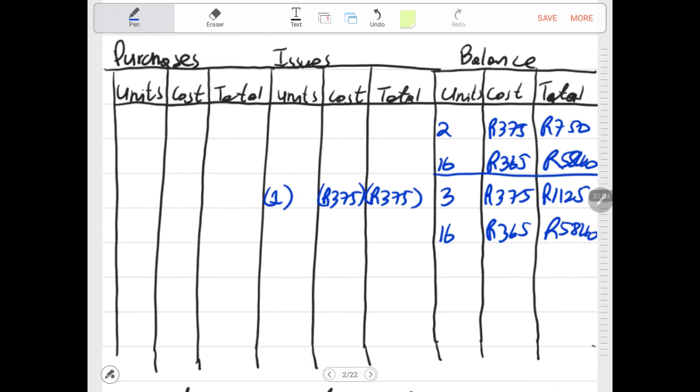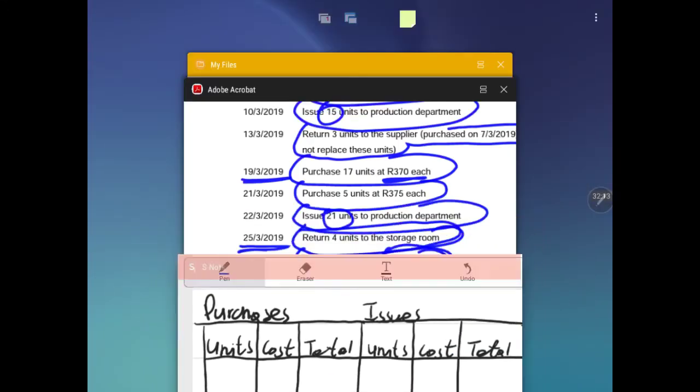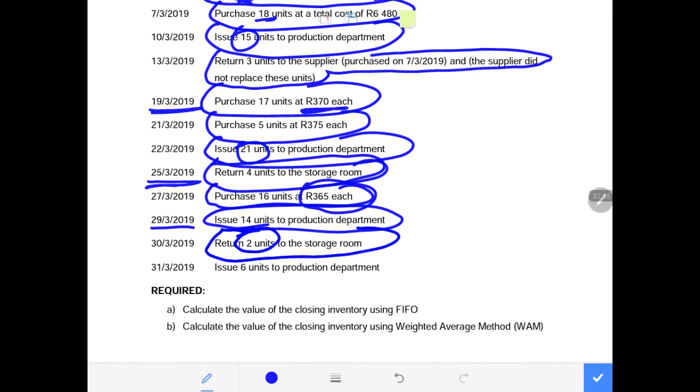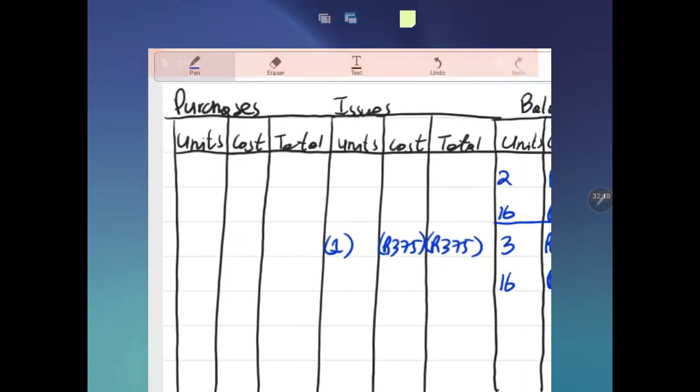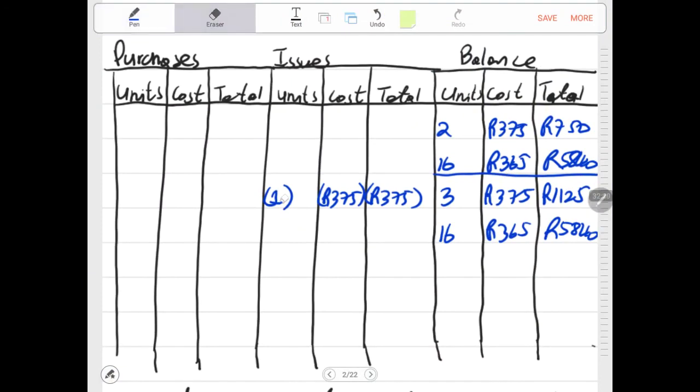Remember, whenever there is a return to the storage department, we increase our balance of our inventory, or we add to our inventory. Now it was how many? 2, not 1 that were returned, 2 that were returned. Sorry for that. We returned 2, not 1. So if we returned 2, therefore now this will be 750. This will be 750, indicating that we have 4 units. Sorry for that one. We have 4 units.